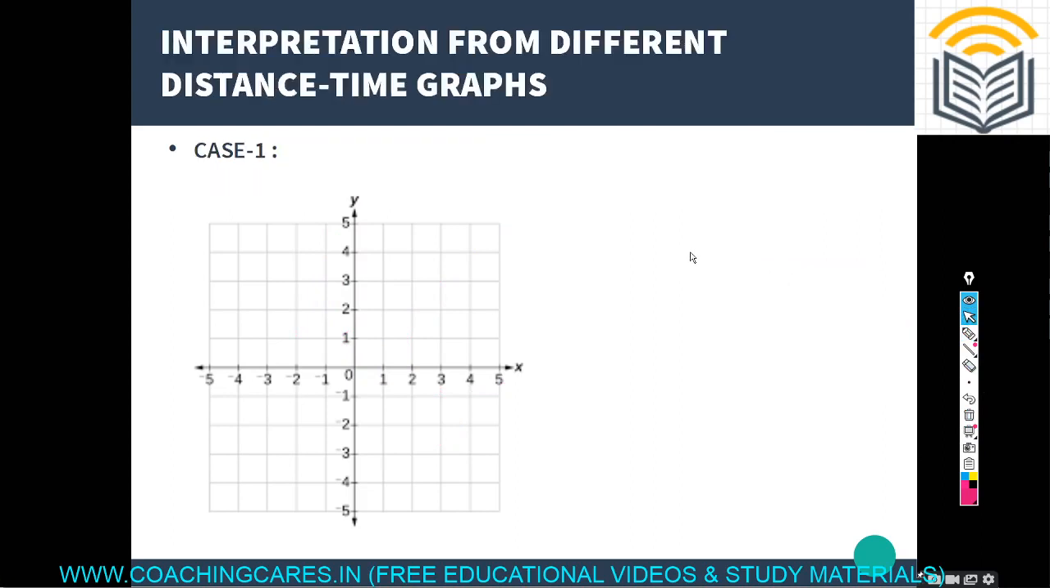We'll understand and interpret different time-distance graphs in different cases. The first case we'll study, out of four, is given here. Say I take one example. This is a graph plotted here. This is a distance-time graph. I assume the x-axis is time, and the y-axis is distance.